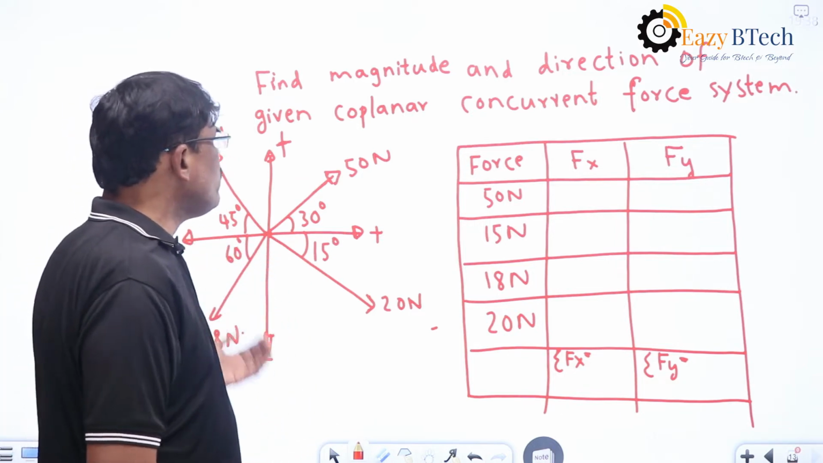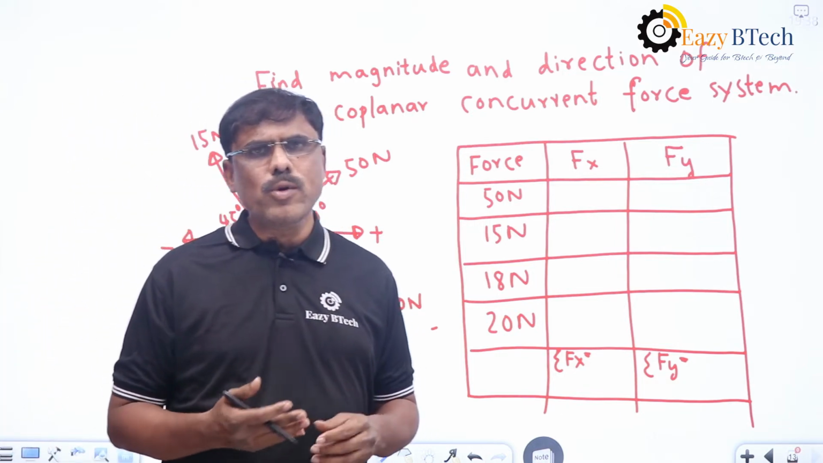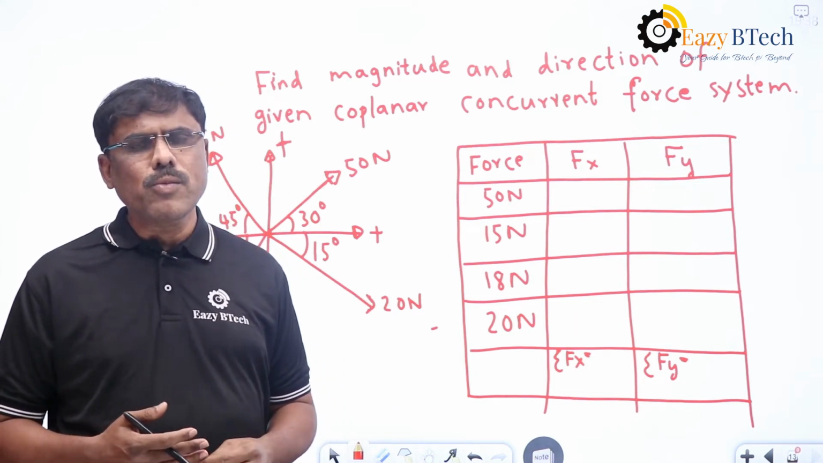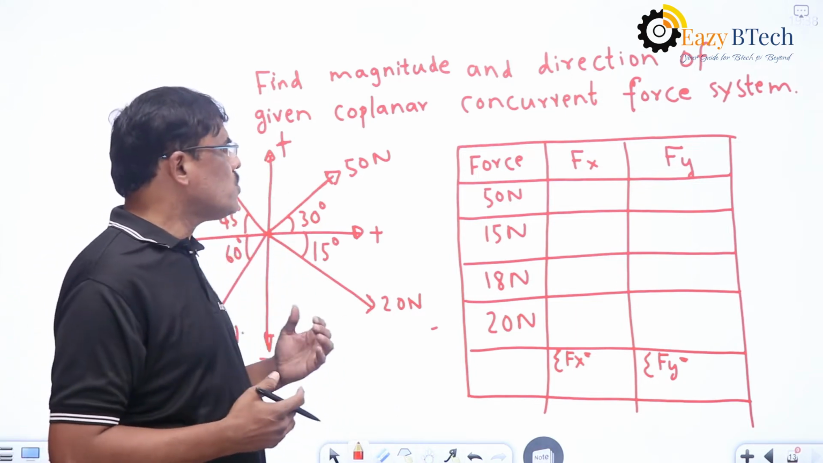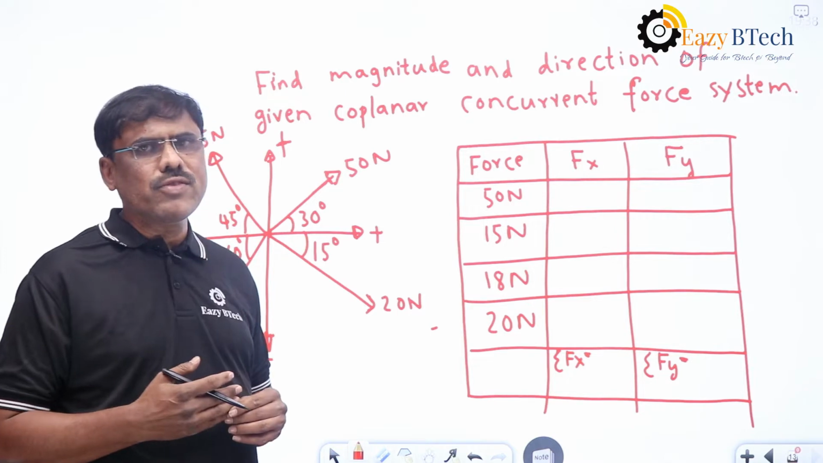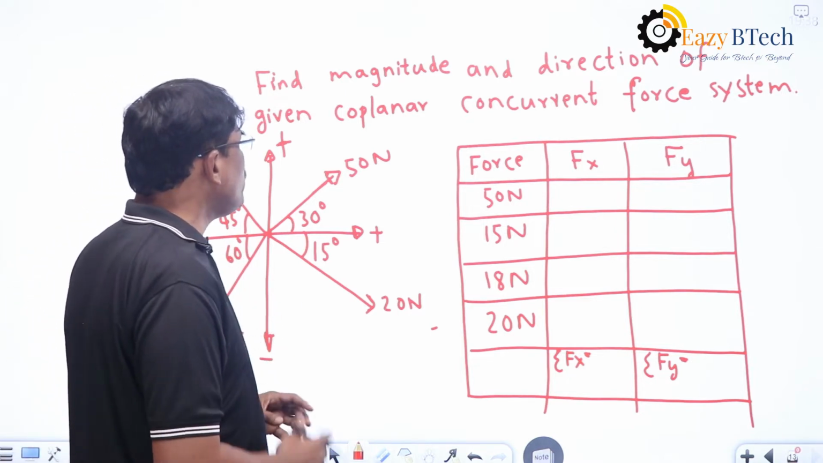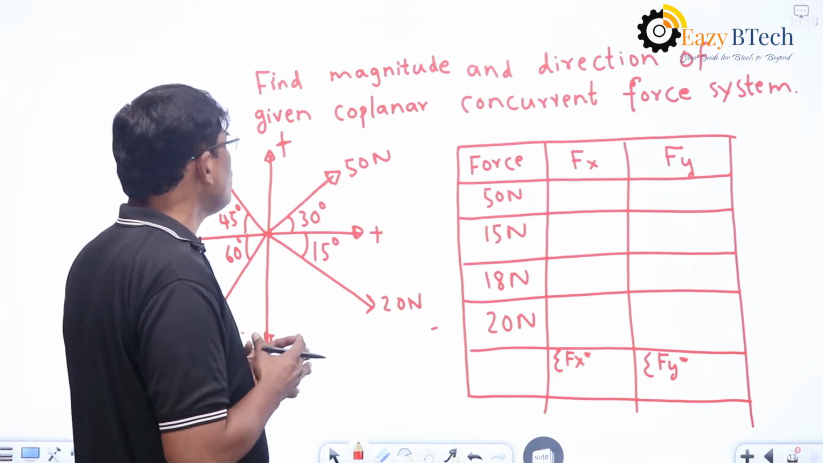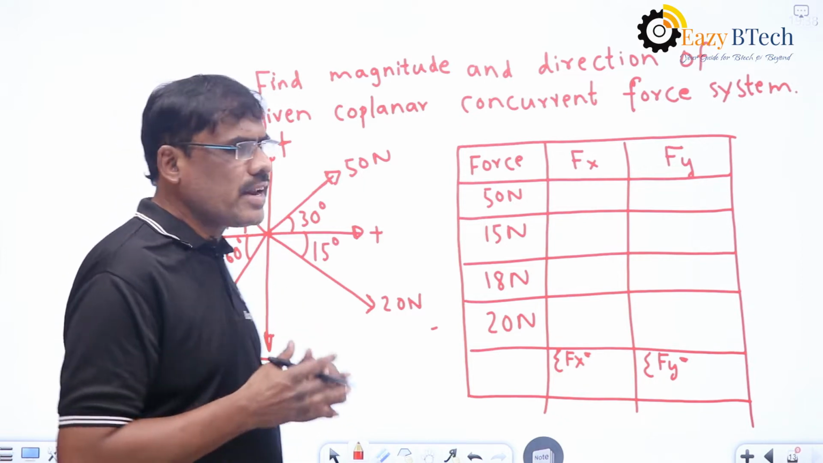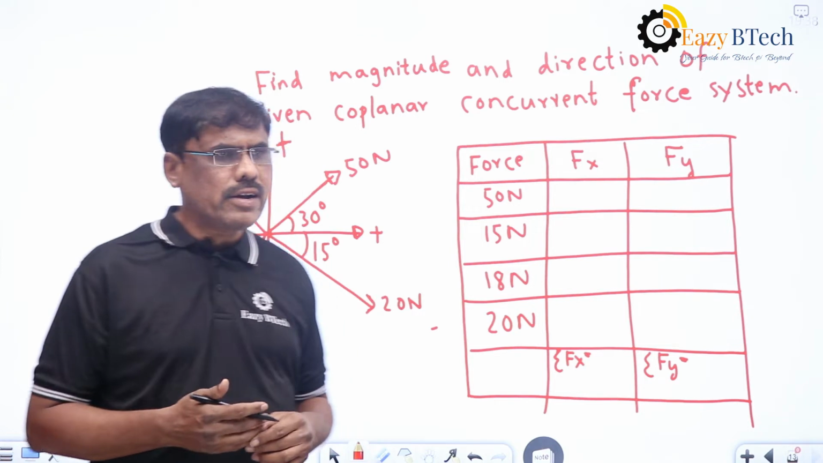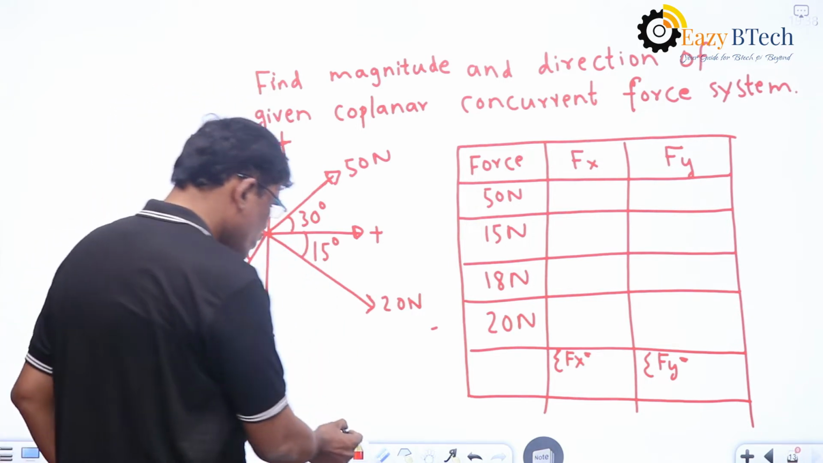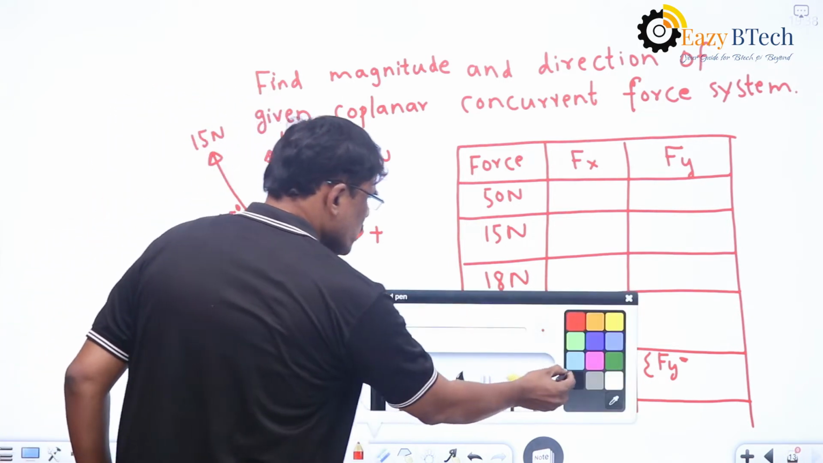So, in the previous video, I explained how to find the components of the individual forces and also the procedure for finding the resultant. In this video, I explain a problem to find the magnitude and direction of the given coplanar concurrent force system.